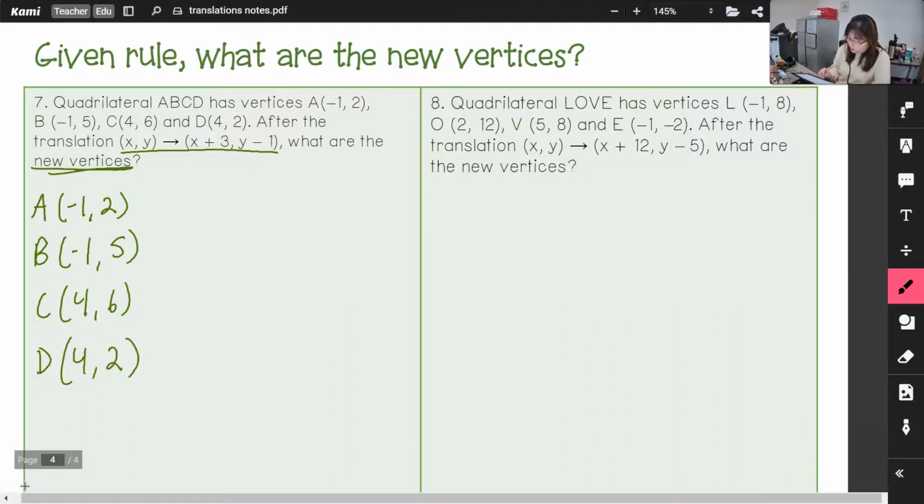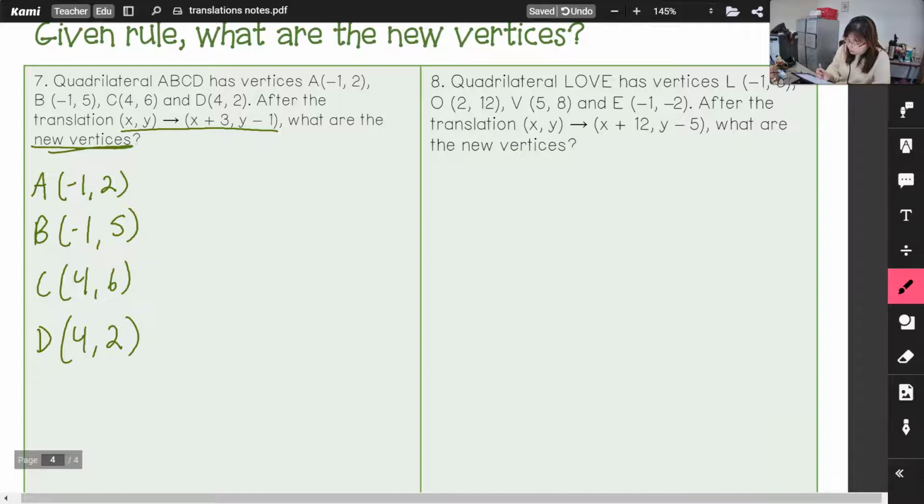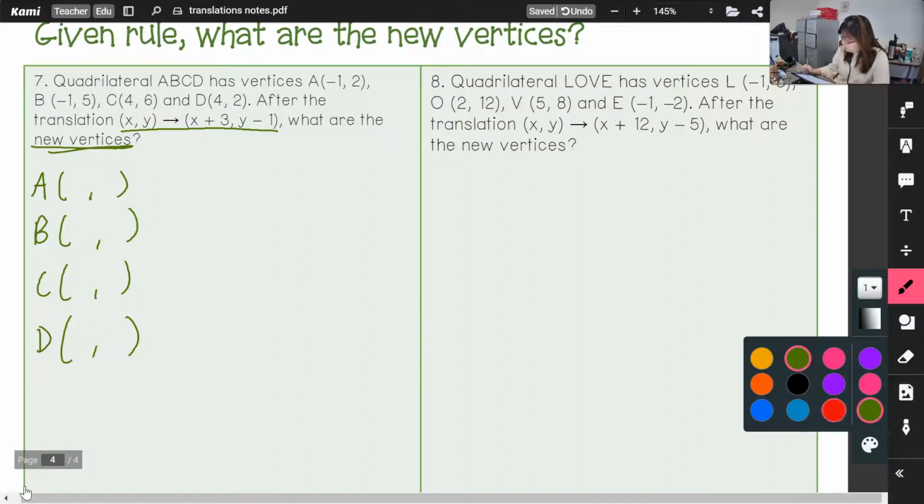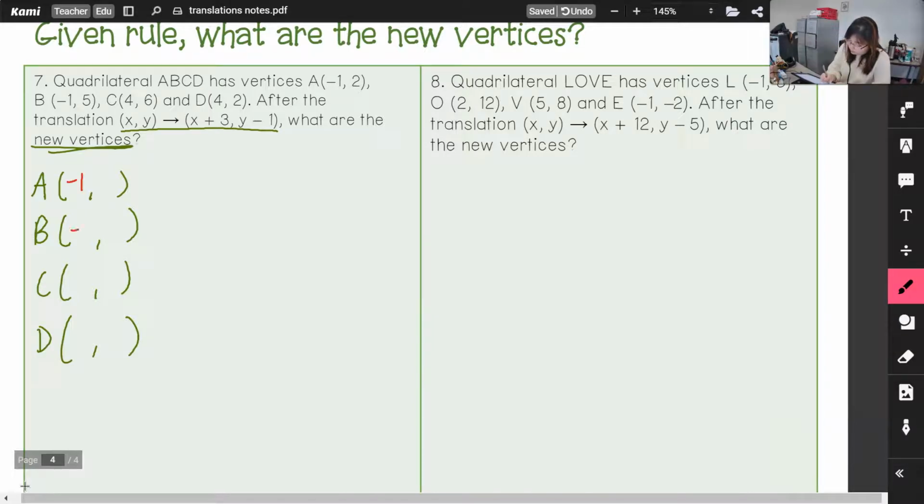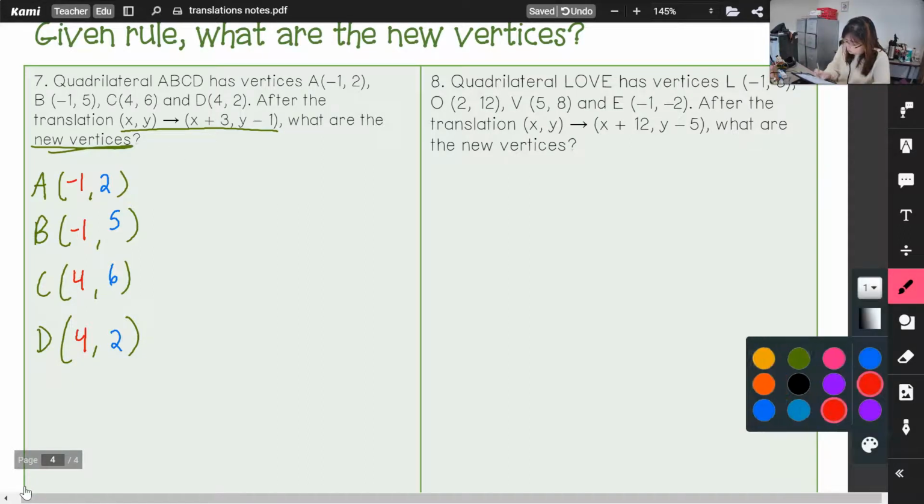Okay, so for each of these we are going to do, oh, you know what, let me color code. That'll make it easier to see, I think. Make all of the x's red. And we'll make all of the y's blue. Okay, so what we are going to do now is apply the rule. Now the rule says x plus 3. So we're going to take each of the x's and add 3 to it, and then it is y minus 1. We will take each y and subtract 1.